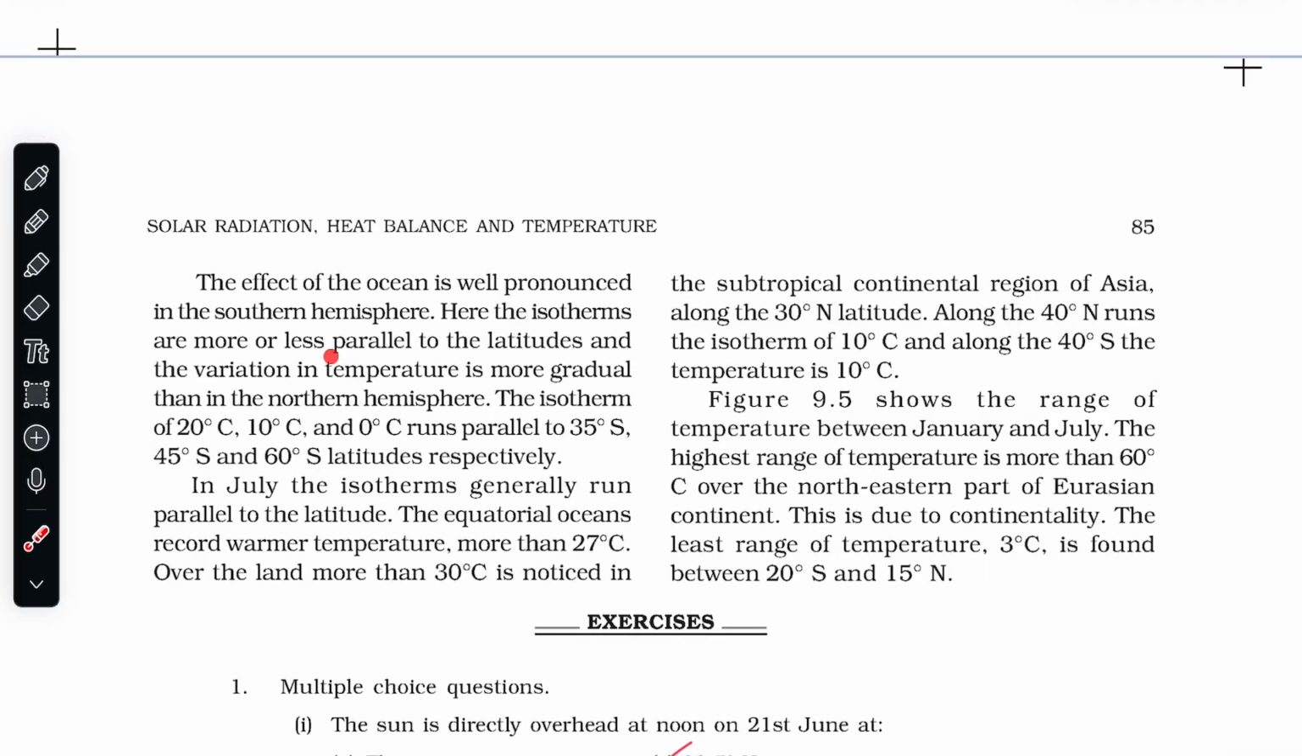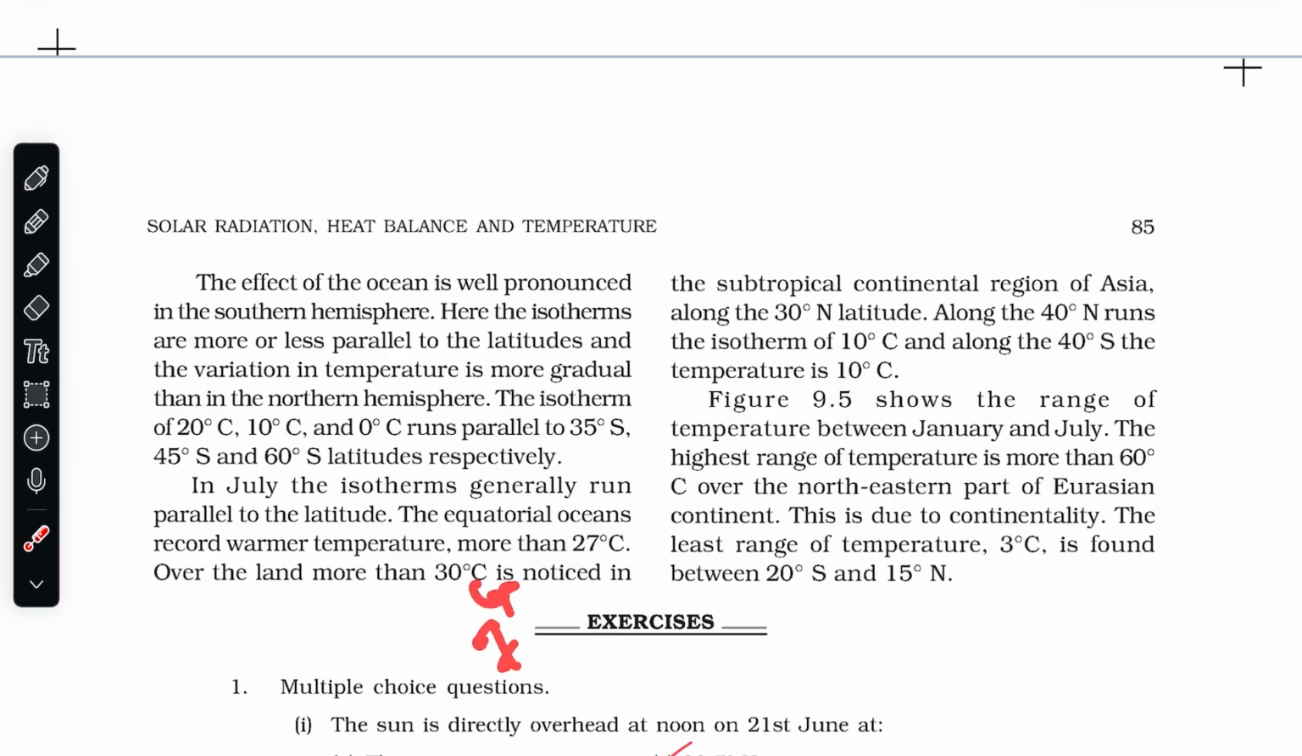Here the isotherms are more or less parallel to the latitudes, and the variation in temperature is more gradual than in the northern hemisphere. The isotherms of 20 degrees Celsius, 10 degrees and 0 degrees run parallel to 35 degrees south, 45 degrees south and 60 degrees south latitudes respectively. In July, the isotherms generally run parallel to the latitude. The equatorial oceans record warmer temperatures, more than 27 degrees Celsius. Over the land, more than 30 degrees Celsius is noticed in the subtropical continental region of Asia.